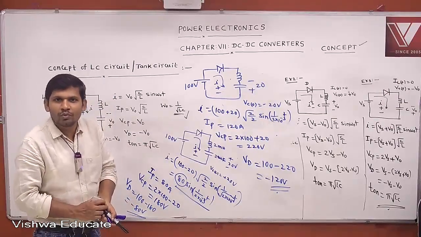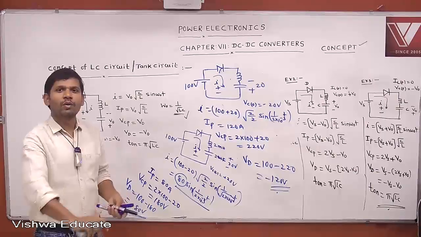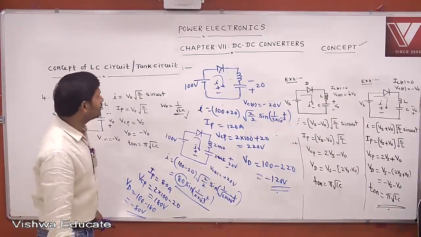That is the forced commutation method in detail, and the load commutation method is also in detail. Okay. Thank you.